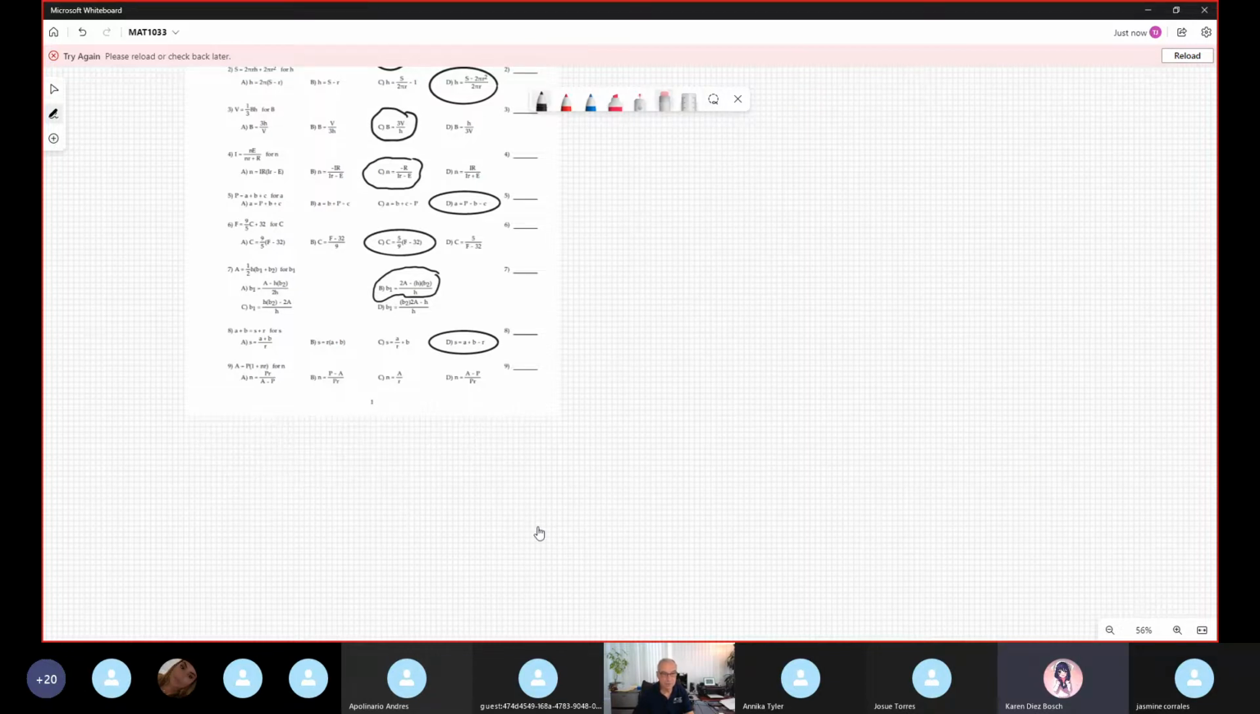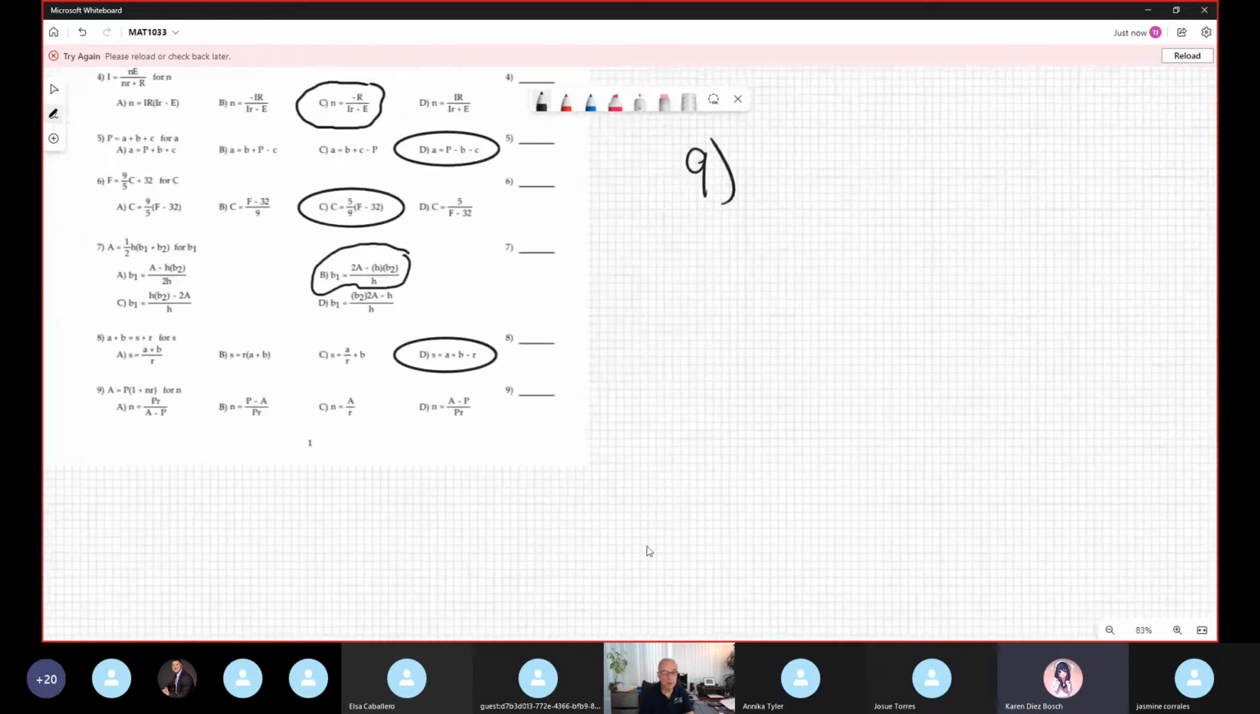Let me see number 9. Number 9 says A equal, sorry, capital A is equal P times (1 plus NR). Okay, this is a formula for finance. A is future value, P is present value, R is interest rate.